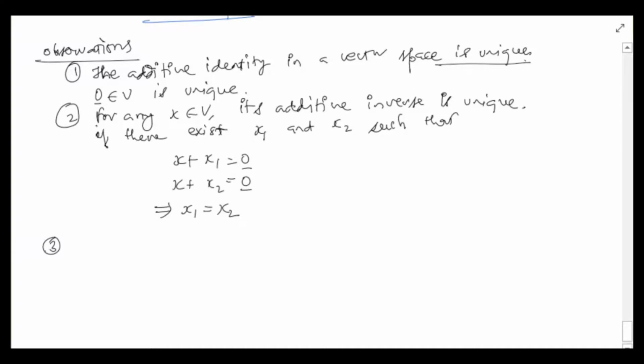Third observation about vector spaces. It says that 0 times x is equal to the 0 vector. This 0 is the additive identity in R, that is, the real number 0, whereas this 0 is the additive identity in V.